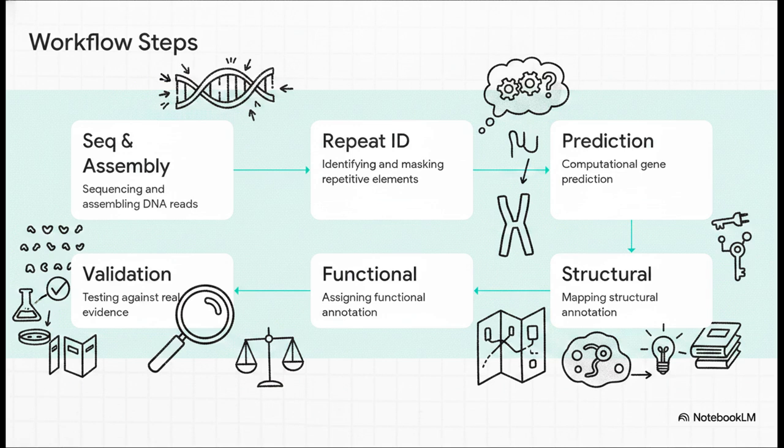And finally, Step 6 is validation. This is absolutely critical. It's where all those predicted annotations are rigorously tested against real-world lab experiments, transcriptomics, and our existing published evidence to make sure we didn't just invent a phantom gene.